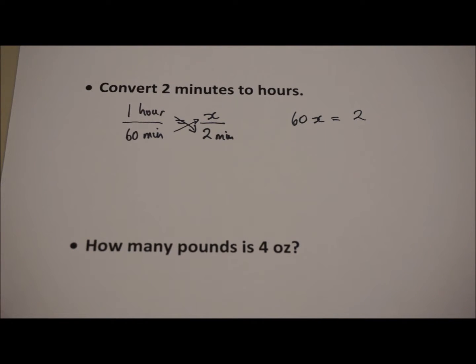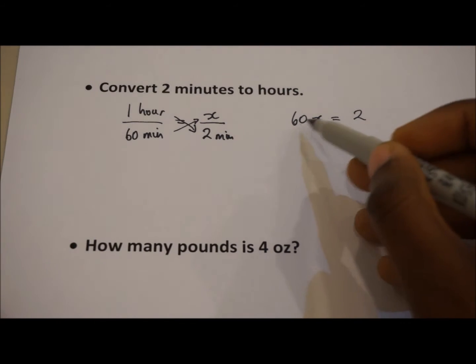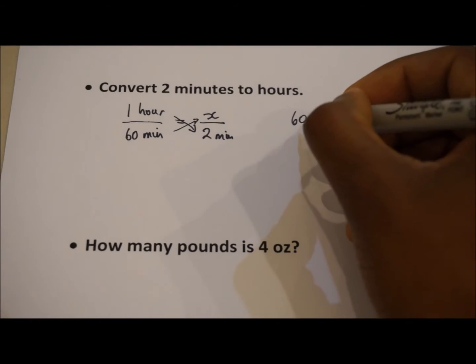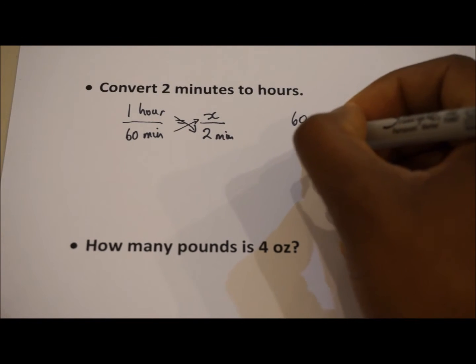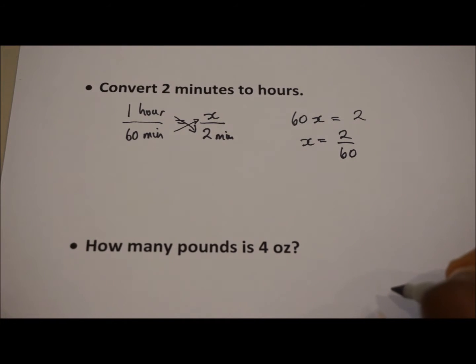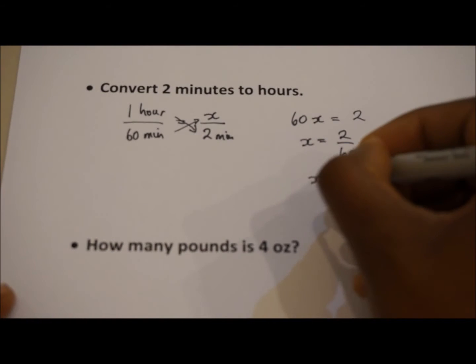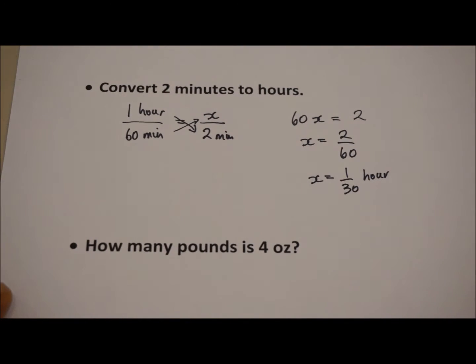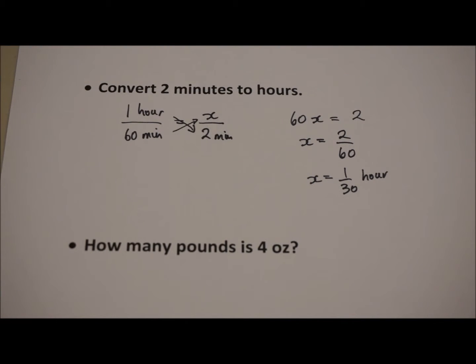Remember, we try to get the variable by itself. Therefore, since 60 is multiplied to X, we need to divide by 60 on both sides. If I divide by 60, this would mean that X would be equal to 2 divided by 60. And then you notice that this is a fraction that can be simplified. Therefore, X is equal to 1 over 30. This makes sense because 2 minutes is actually a fraction of an hour, and the fraction of an hour that it is 1/30th of an hour.